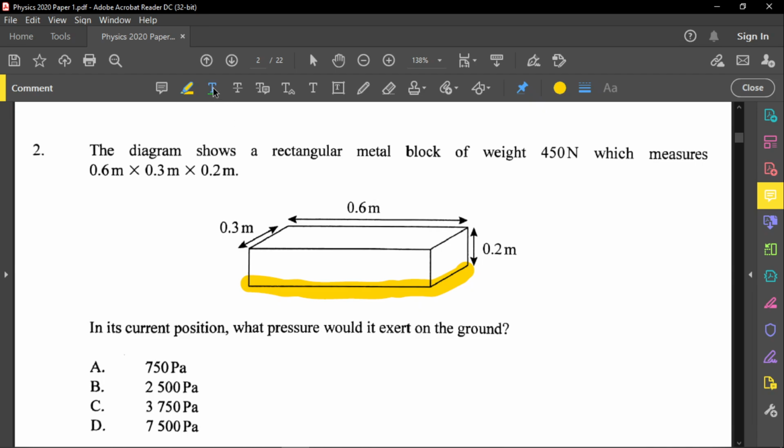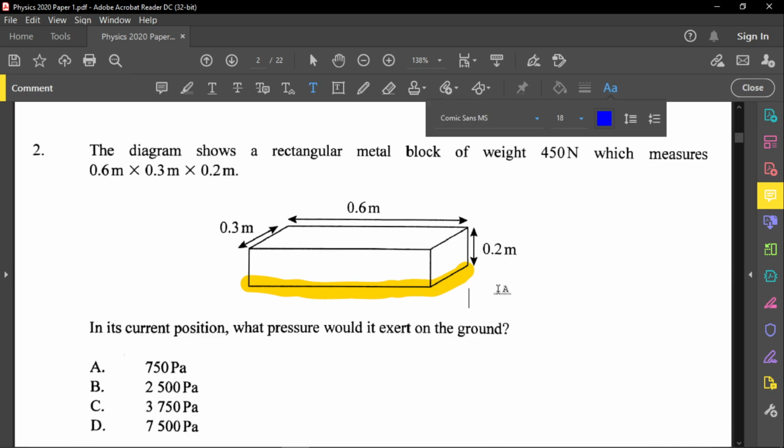So therefore, to find the area of that space on the ground, what you will do is to multiply 0.3 by 0.6. So the area that is on the ground here is 0.3 multiplied by 0.6. All right, and so this will equal 0.18. Okay, and that is meters squared.